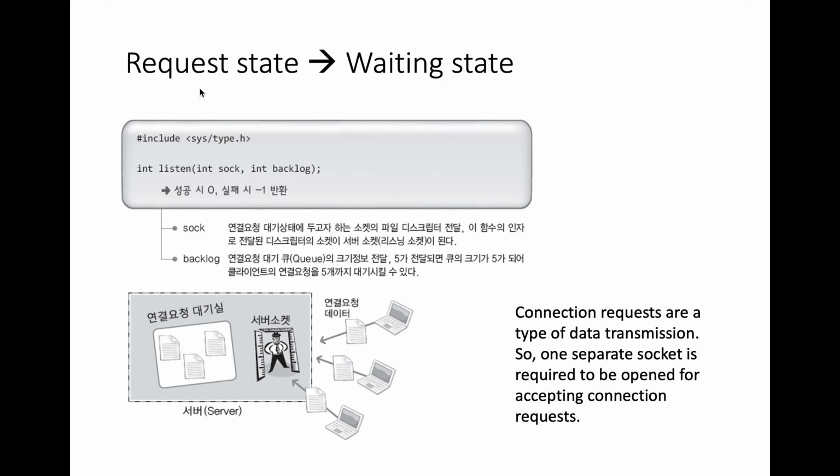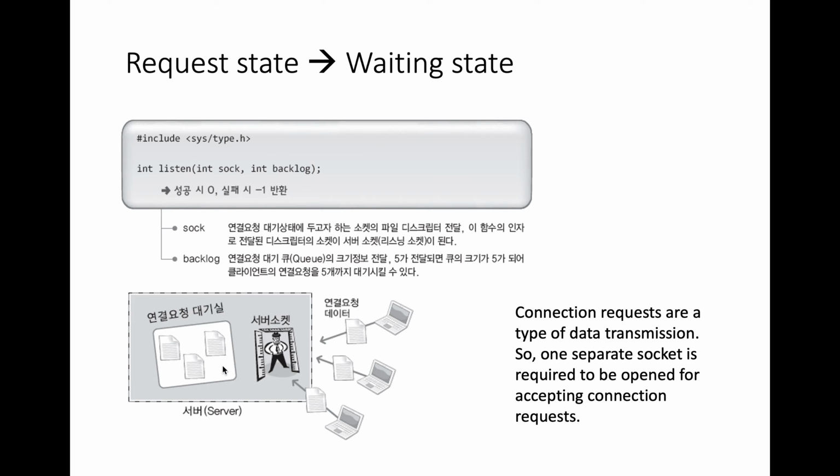So first, what we have to understand is after creating a socket and then binding, we have to listen for clients to connect, right? And connection requests are a type of data transmission. So one separate socket is required to be open for accepting connection requests. That means we will have to create one server socket, so that's what we call the server socket. It will be waiting for clients to try to connect, right?